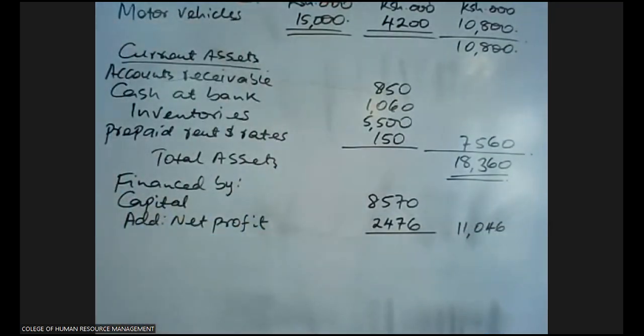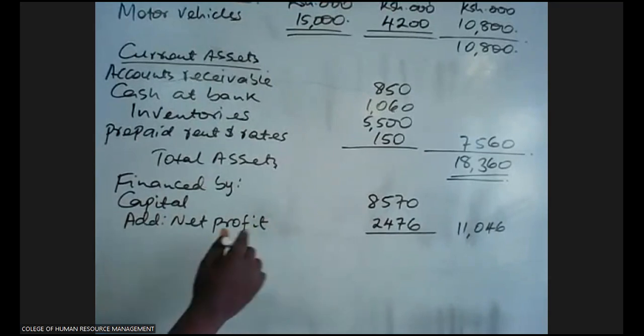Then we have the bank loan. If it is there, that is a long-term liability. If it is not there, we don't have long-term liability. Actually, we don't have. So we don't have long-term liability, no need of writing.